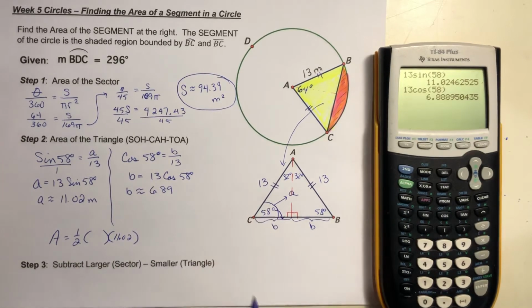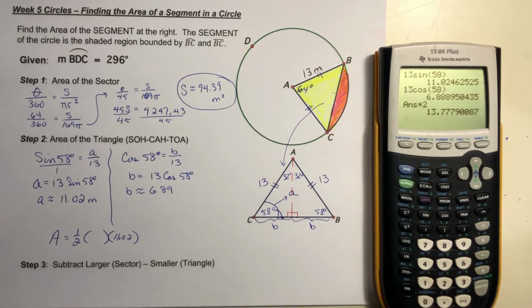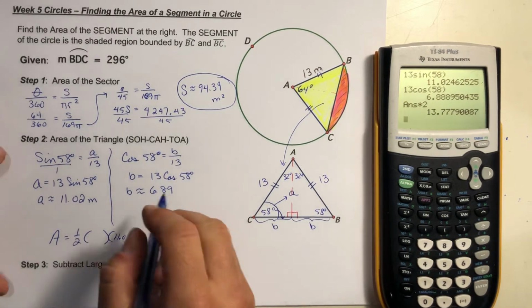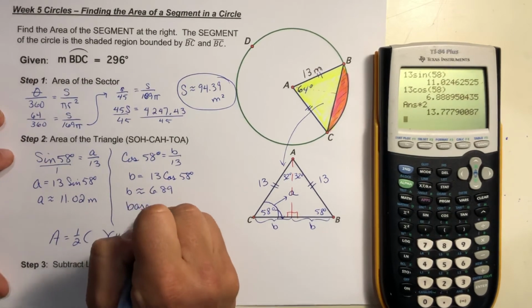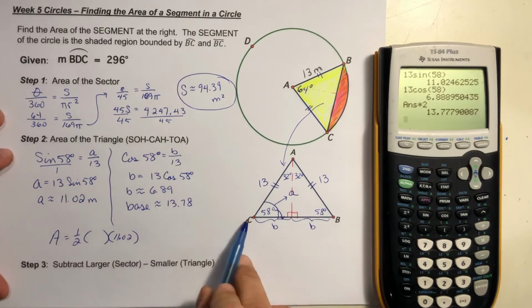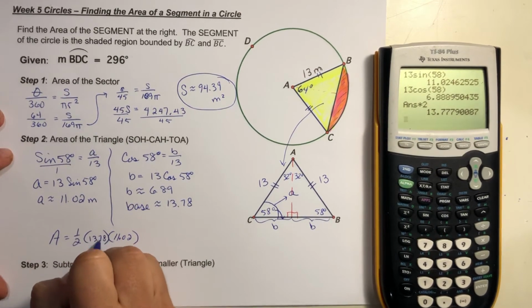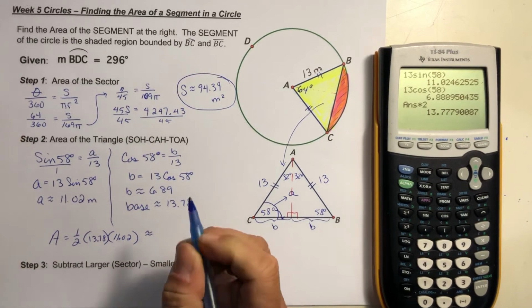But before I go ahead and use that, I'm going to remember, guys, that that's only part of this base, so I'm going to double that. All right, and I'm going to write down about 13.78. So I'll even remind myself that the base is 13.78. I'm going to go ahead and put that base here in my formula. All right, believe it or not, we're almost done. This takes a little bit of time.